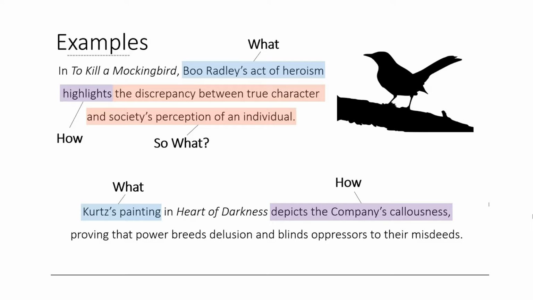And our so what is this last chunk of text, which pretty much sums up the theme that power corrupts and makes oppressors blind to the suffering that surrounds them. Here are 3 strategies you can use in order to come up with your thesis statement.